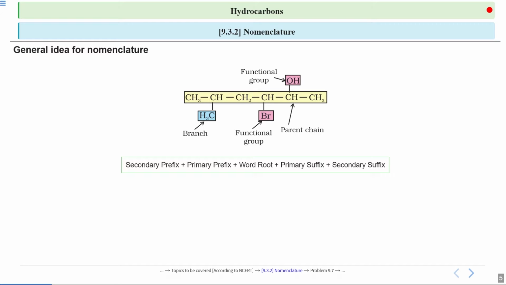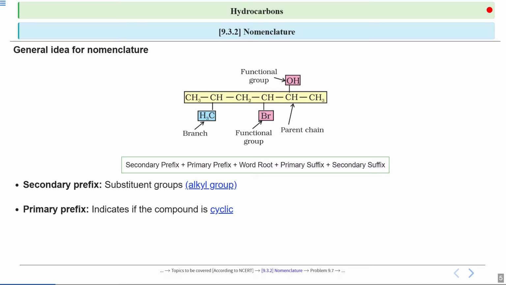Now what are these used for? First of all, the secondary prefix is used for any substituent group which is present in a hydrocarbon. So that substituent in the case of hydrocarbon is mostly alkyl, but if you have functional group also, then they can also be placed in the secondary prefix section. Now next we have primary prefix. This indicates whether your compound is cyclic or not.